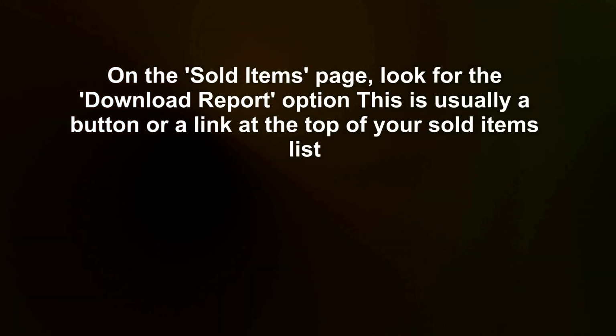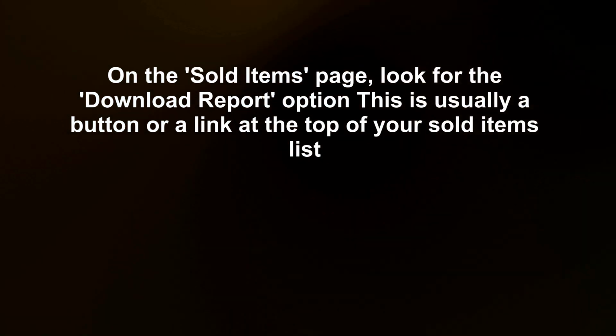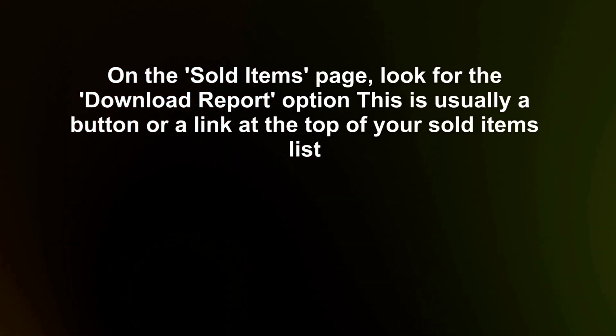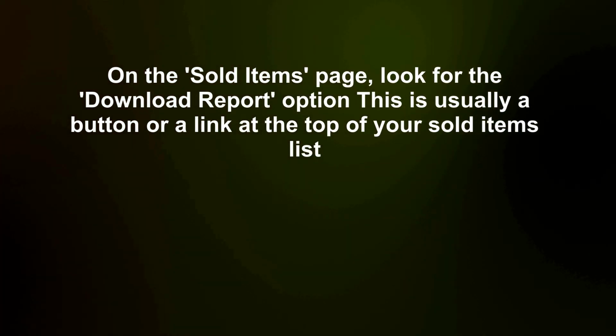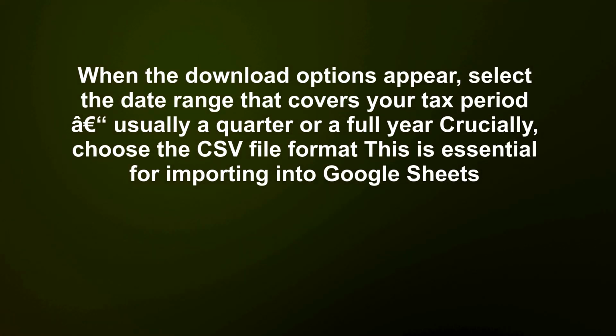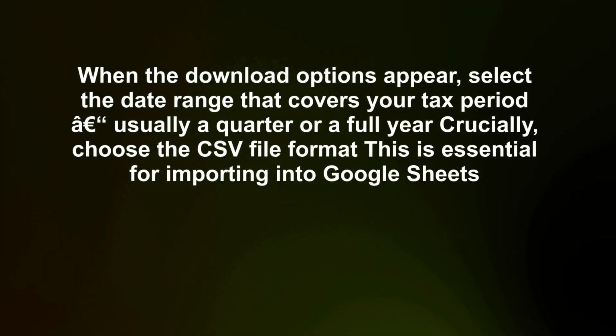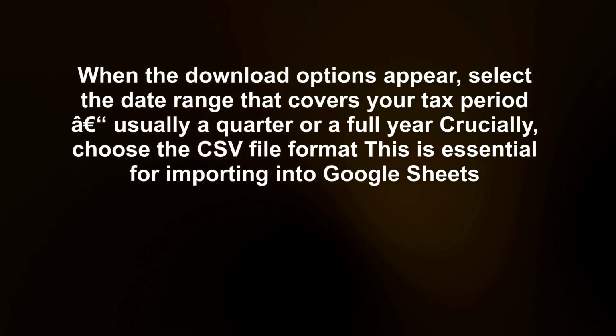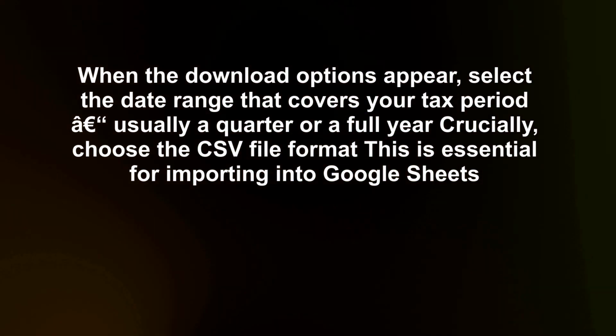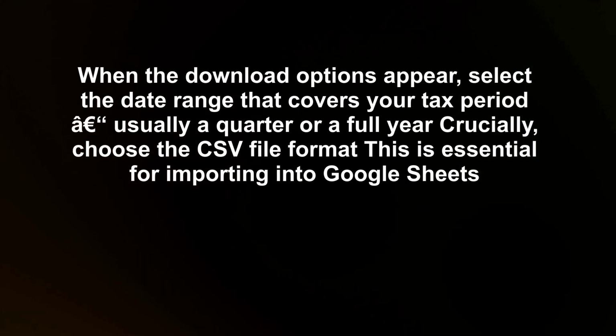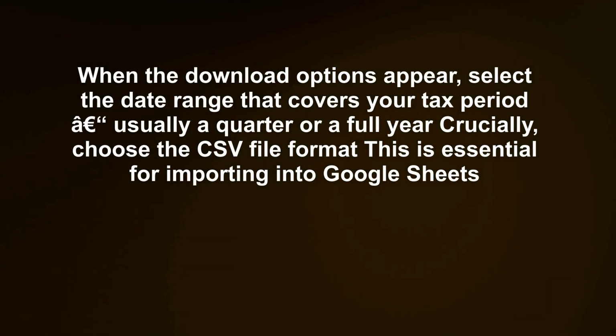On the Sold Items page, look for the Download Report option. This is usually a button or a link at the top of your sold items list. When the download options appear, select the date range that covers your tax period, usually a quarter or a full year. Crucially, choose the CSV file format. This is essential for importing into Google Sheets.